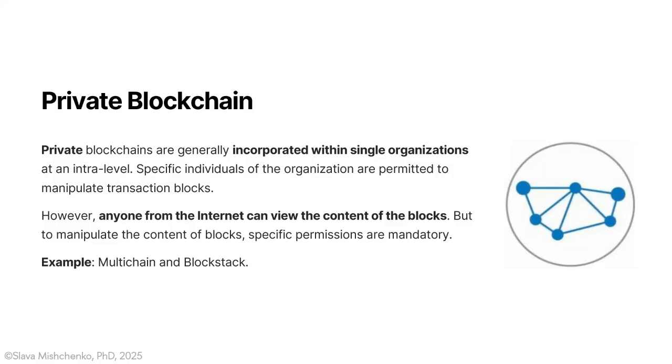For example, platforms like Multichain and Blockstack are excellent examples of private blockchain implementations, because these solutions allow organizations to maintain control while still leveraging the benefits of blockchain technology. And in my experience working with organizations, private blockchains often provide the perfect balance between the transparency of blockchain technology and the control requirements of traditional business operations.